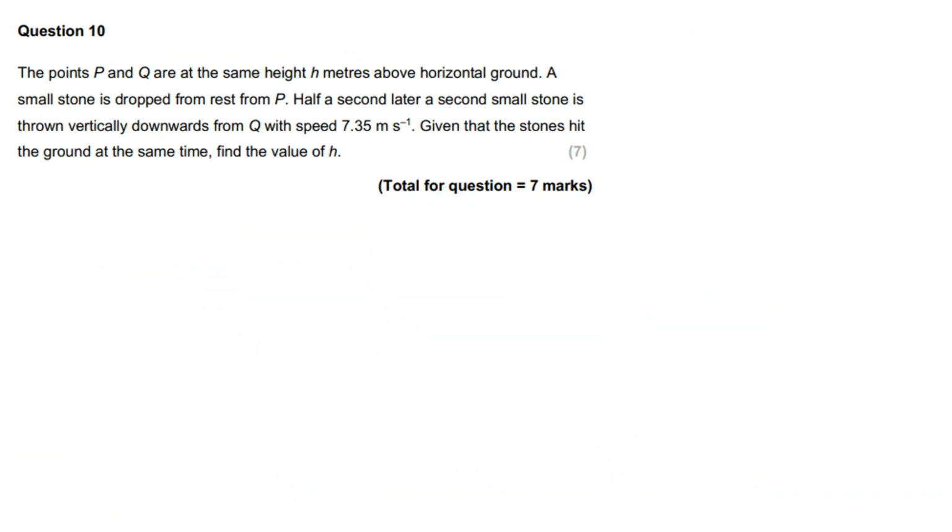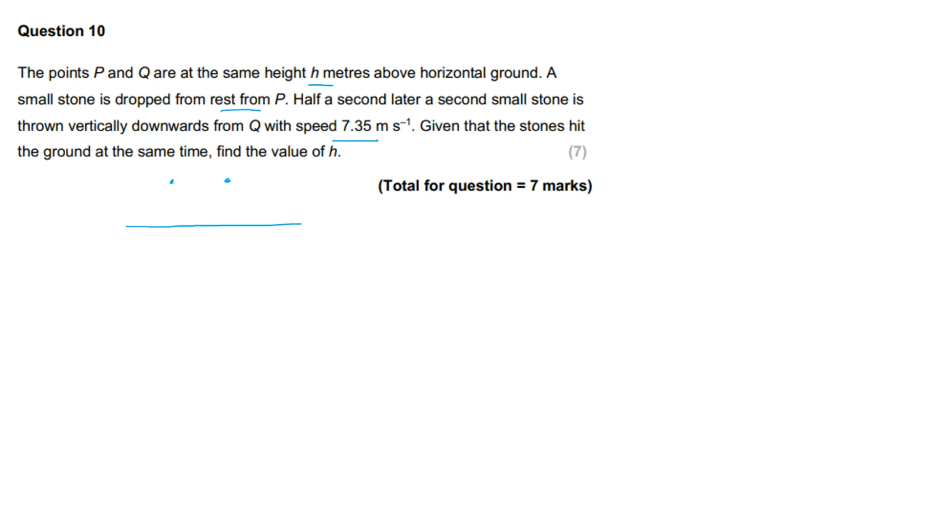Now going on to the mechanics question. Question 10, we've got P and Q being dropped from the same height h above a horizontal ground. P is dropped from rest, but half a second later Q is thrown down with speed of 7.35. They hit at the same time. We've got to find the value of h.